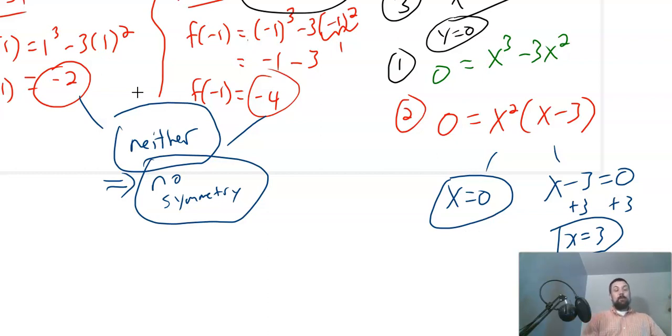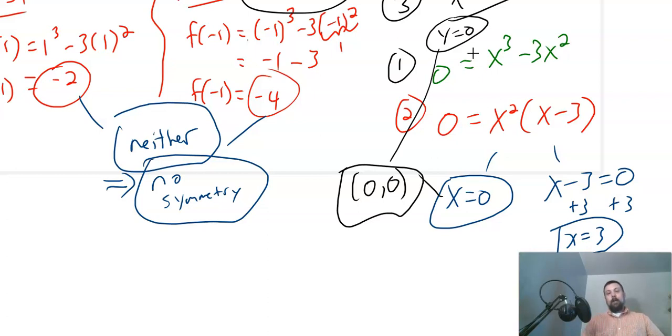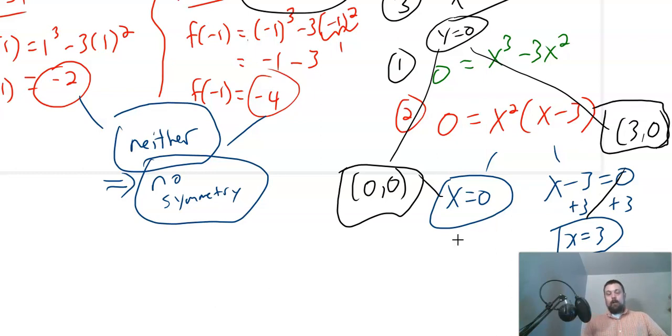So my x-intercepts will be, because again, y was 0, right? So I'll get (0, 0) as one of my x-intercepts, and I will get (3, 0) as another x-intercept. Let's try that again. It'll look like a sigma. All right. Okay, and that'll be my other x-intercept.